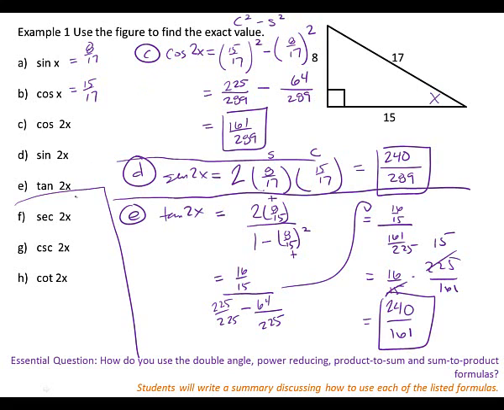All right, what'd you get for secant? 289 over 161. All right, what about the cosecant? 289 over 240. Got to be able to read your own handwriting, right? All right, what about cotangent?